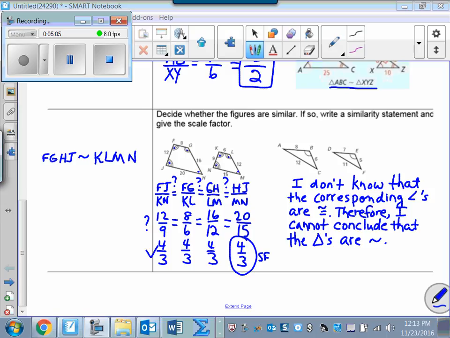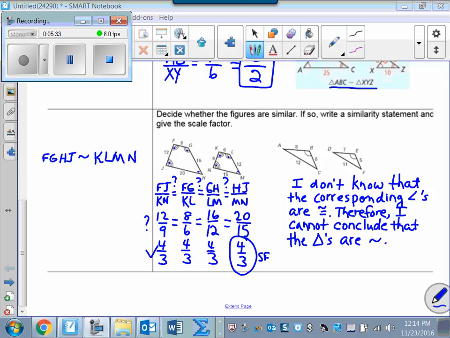Hopefully before you dove in there and started doing all those ratios, you said, wait a minute, I don't know that all the corresponding angles are congruent. Therefore, it doesn't do me any good to decide whether the side lengths are proportional or not, even though they aren't. But I can conclude right off the bat, because the angles aren't shown as congruent, that I can't make any conclusion about whether these triangles are similar.